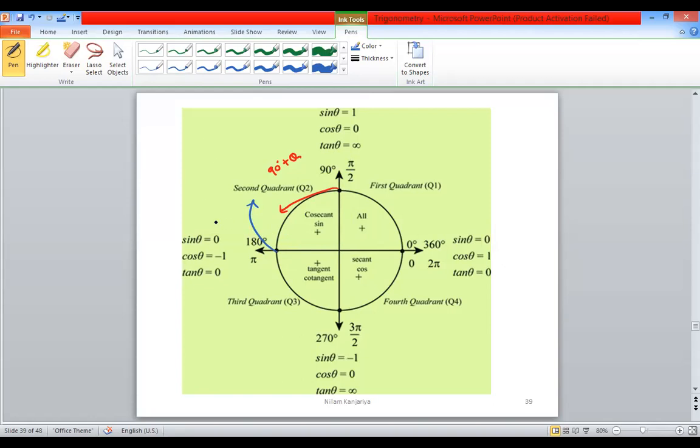So this quadrant gives you 180 minus theta. If I'm moving from 180 to 90, definitely I can remove something from the 180. And this something is theta. Same thing happens in the third quadrant.